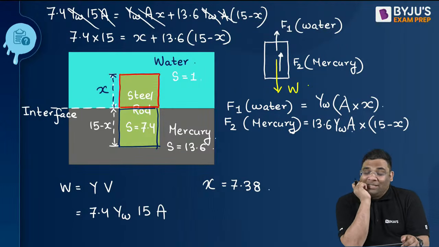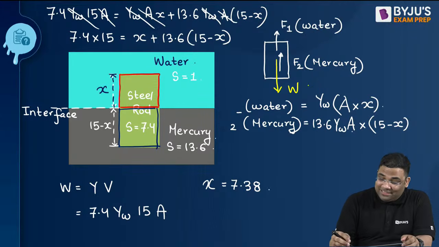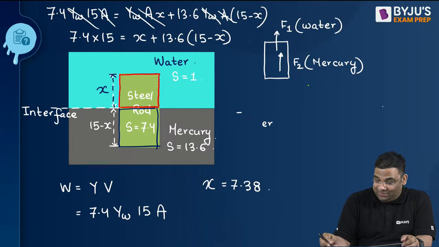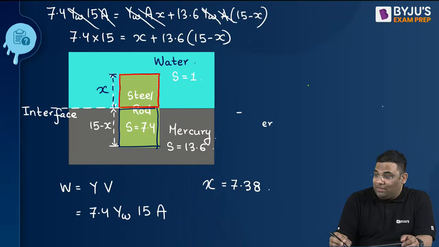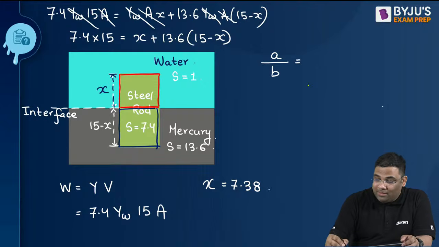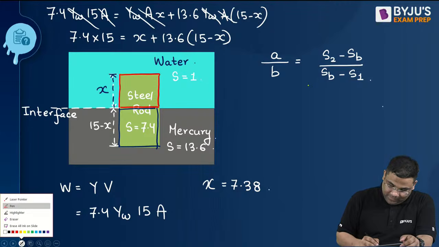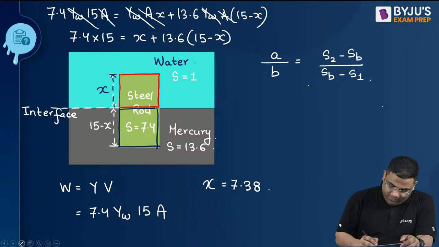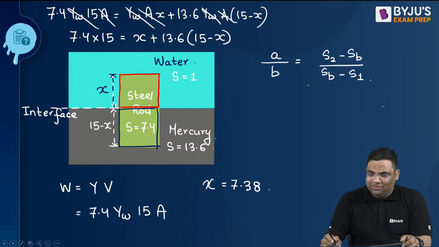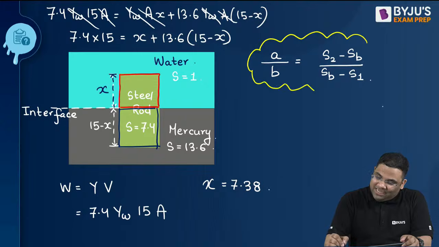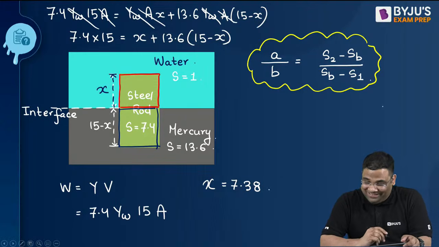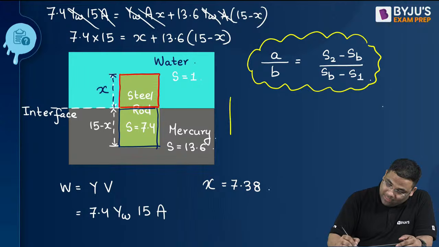Now you see, Beast has given a formula. I have derived a formula for this and I have given it in the app, so that you can solve this kind of question very fast. What is given? A by B is equal to (S2 minus SB) by (SB minus S1). Even I forgot the formula, but Beast Incarnate remembered it. Correct me, Beast, if I am wrong anywhere.